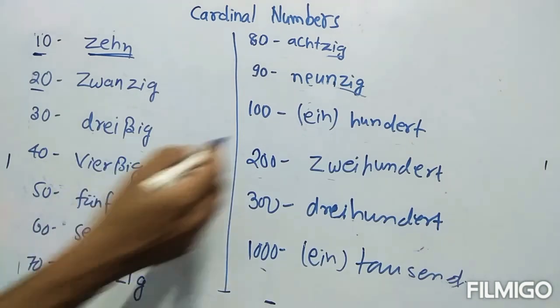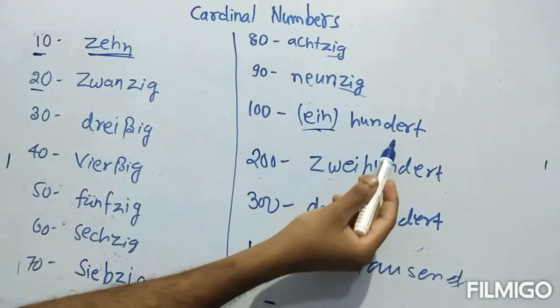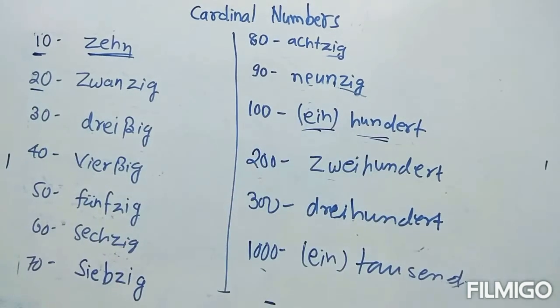Einhundert. One is ein and this is hundert. 200, zweihundert. 300, dreihundert, and thousand. Thousand is tausend, eintausend. So repeat once again: 10, 20, 100, 200, 300 onwards.